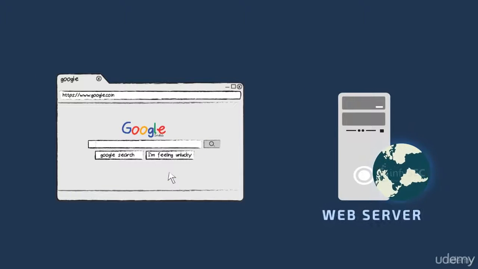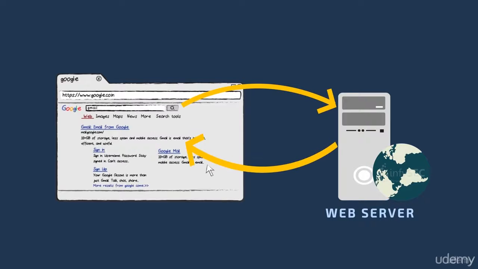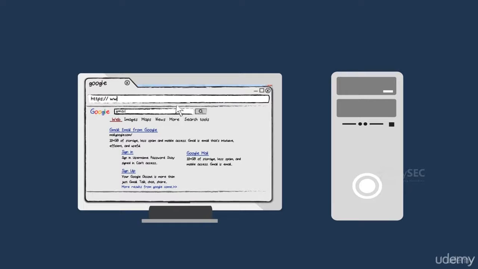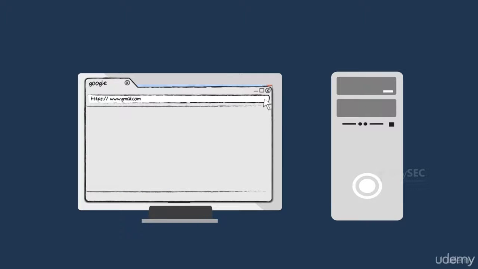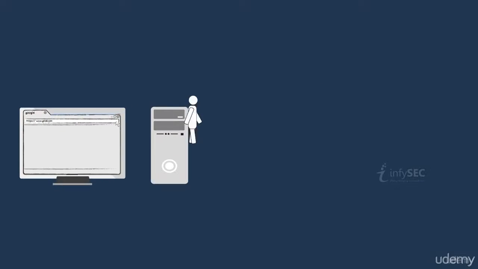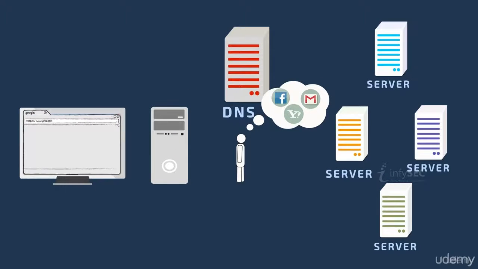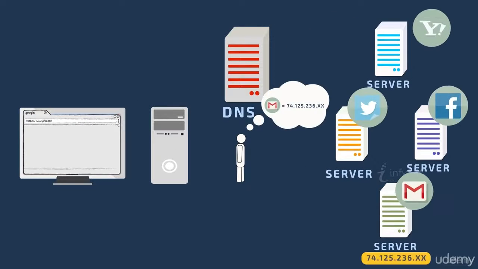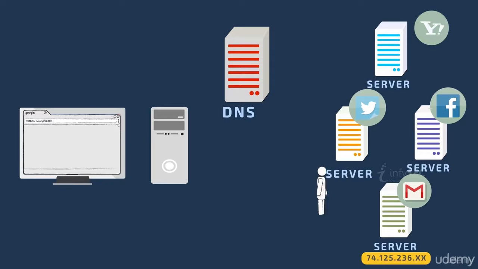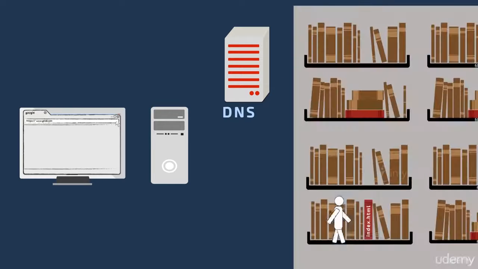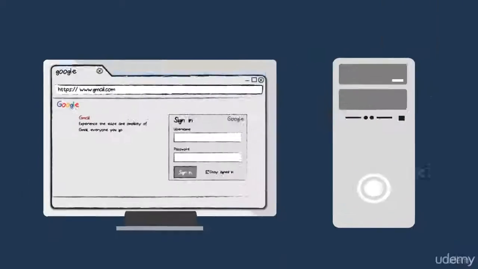As seen earlier, a web server is the one responsible for handling requests and responses. Let us see what happens when we type www.gmail.com into the browser. The request is handled by the DNS server, which translates the hostname to the IP address and redirects the request to the corresponding server.